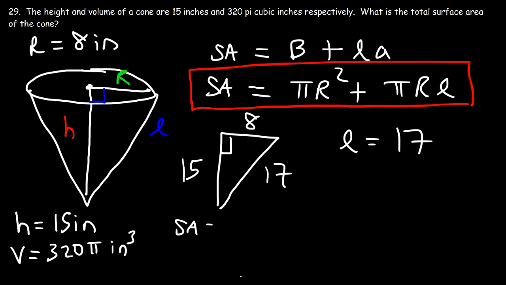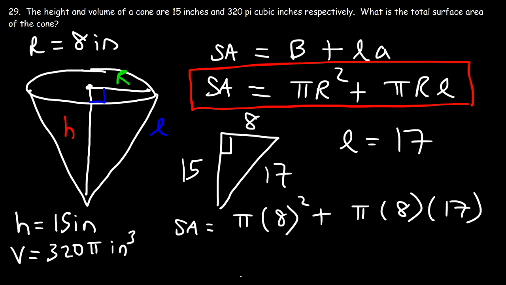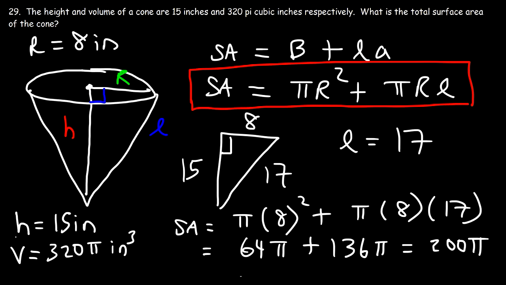So the surface area is going to be pi r squared, where r is 8, plus pi rl, where l is 17. 8 squared is 64. 8 times 17 is 136. And 64 plus 136 is 200. So the surface area of this particular cone is 200 pi square inches.